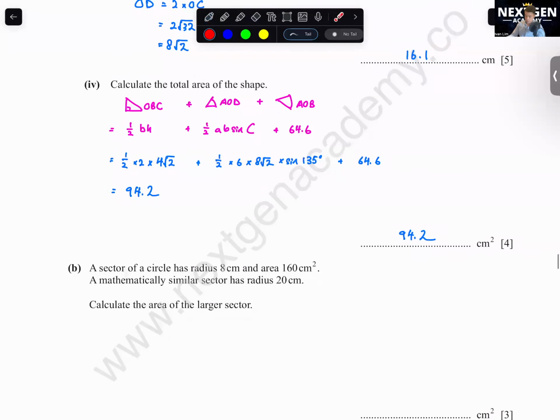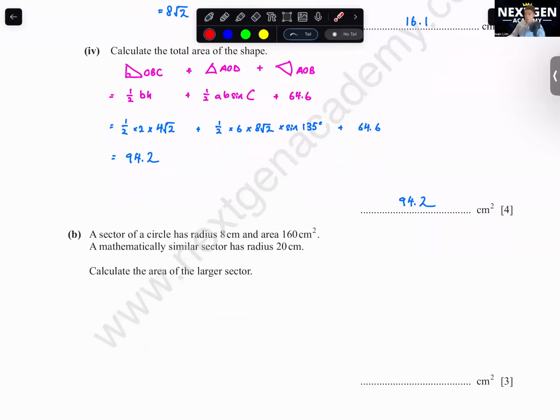Okay, let's go to question B. A sector of a circle has radius 8 cm and area 160 cm squared. A mathematically similar, so you see the keyword here, similar sector has radius 20 cm. Calculate the area of the larger sector. So we are comparing radius, then area, then they ask us to find area. And this is a question on similarity.